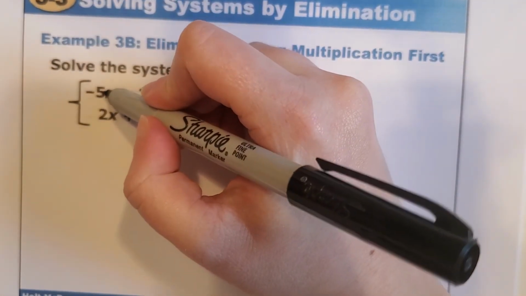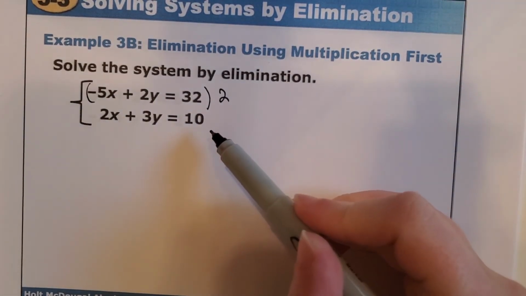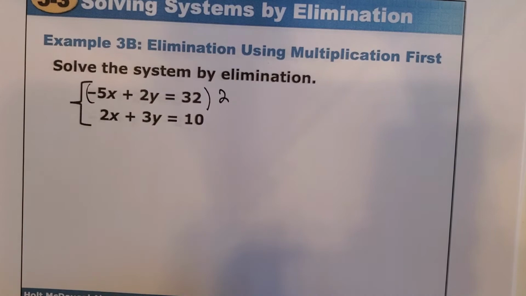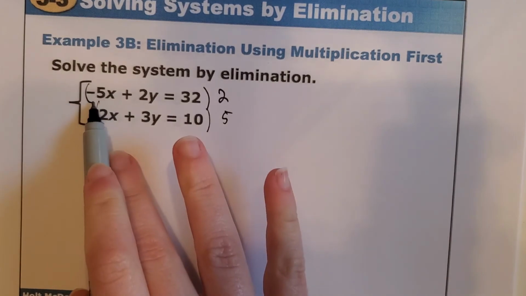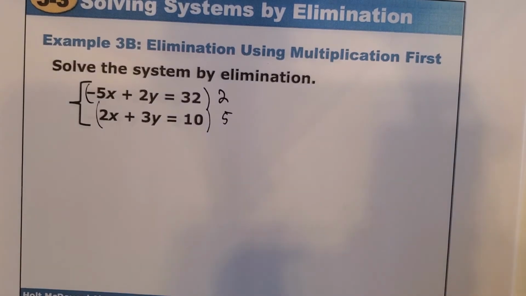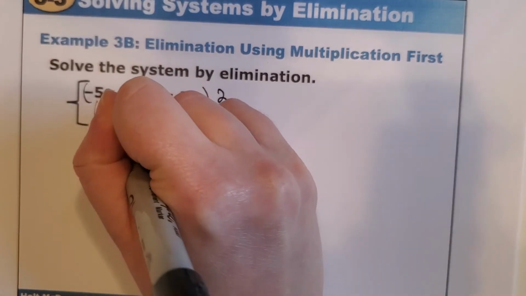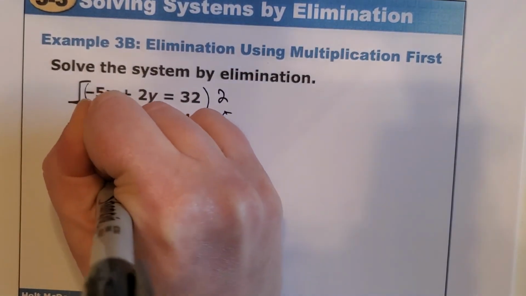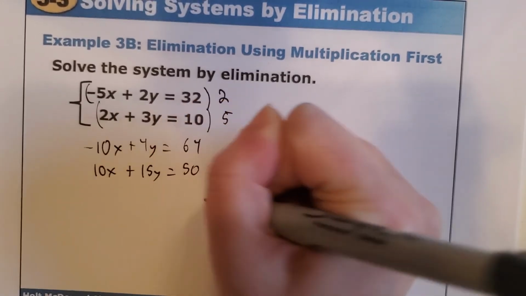So how do we get negative 10 from negative 5? We're going to multiply this by 2. But we also have to do something to the second equation because the second equation doesn't have a 10x either. How do we get from 2 to 10 by multiplication? We're going to multiply by 5. So everything in the first equation is getting multiplied by 2, and everything in the second equation is getting multiplied by 5. So where does that get us? That gets us negative 10x plus 4y equals 64, and 10x plus 15y equals 50.